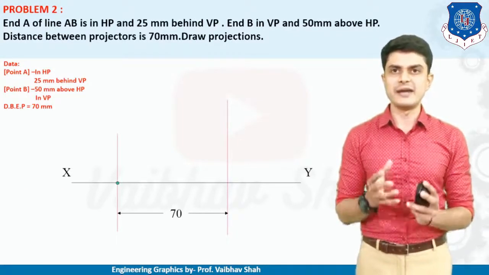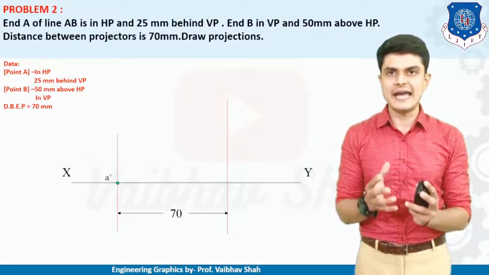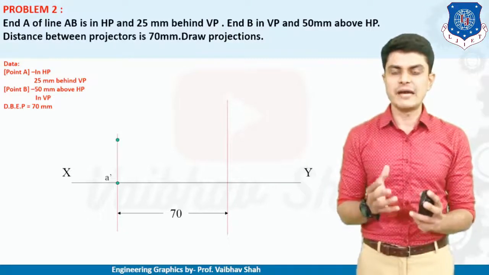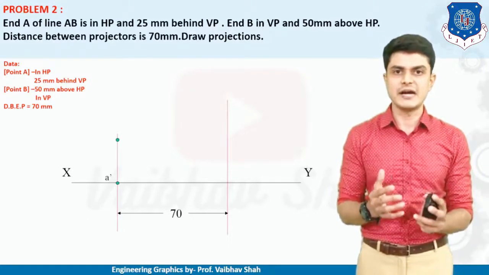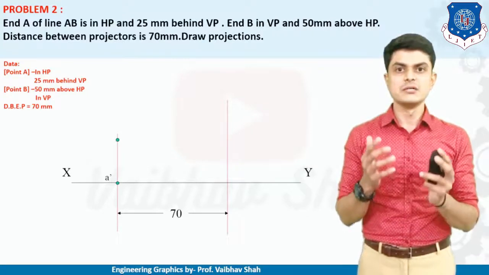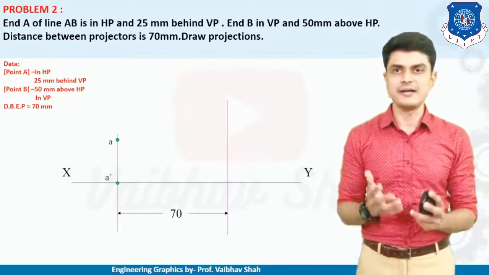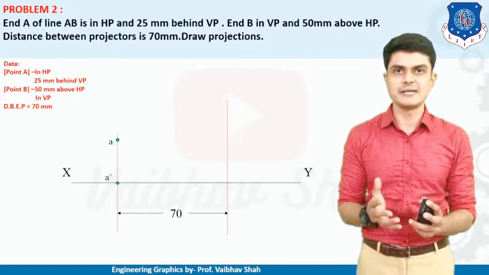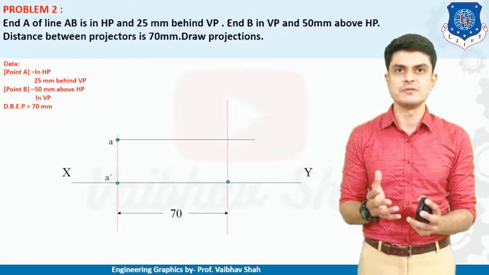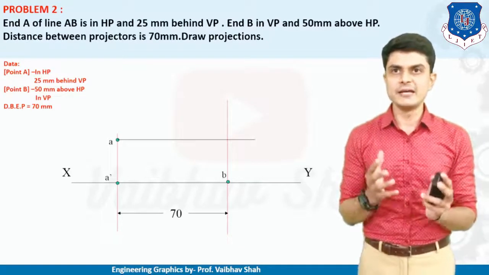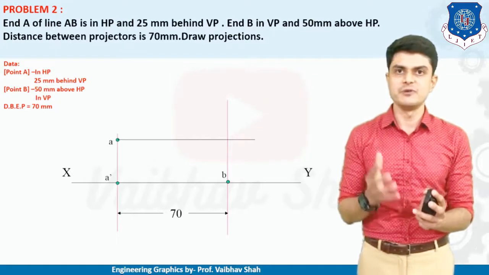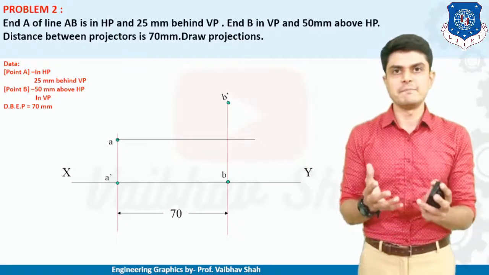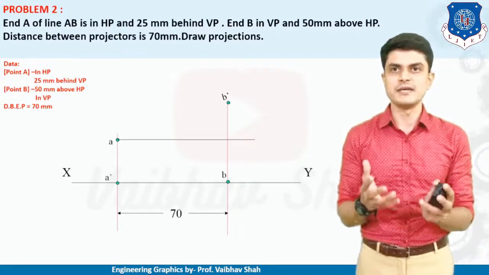Now let us start with point A first. Here point A is in HP, that means A dash will be on the XY line, as you can see. And point A is 25 mm behind VP, that means the point is 25 mm below the XY line from the projection. Then point B is 50 mm above HP, that means B dash would be 50 mm above XY. And point B is in VP, so point B would be on XY itself. So B dash is 50 mm above HP and B is on XY itself because it is in VP.